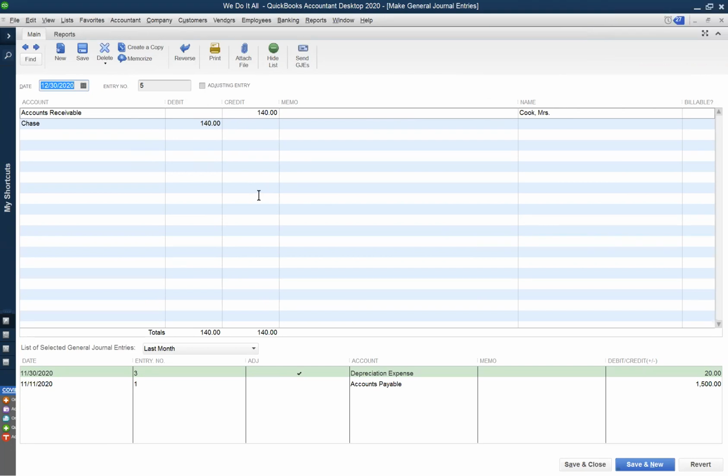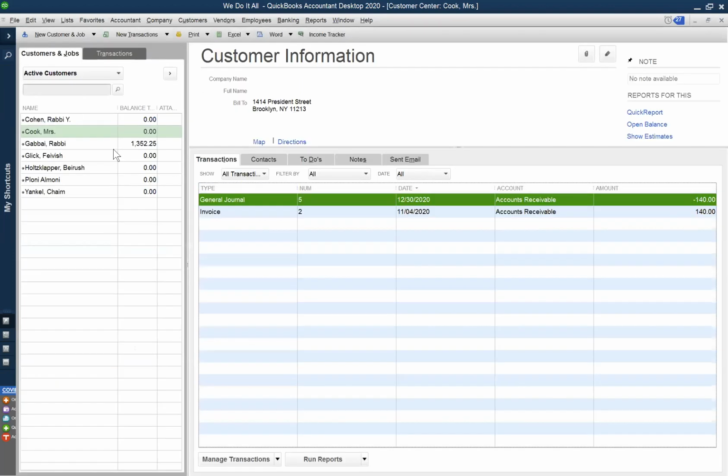Pay bills and set the credit? You mean to receive payments. Yeah, receive payments. And you put in Mrs. Cook for the amount of 140 and that's it. And then I do save.